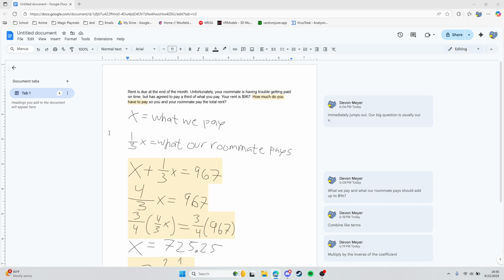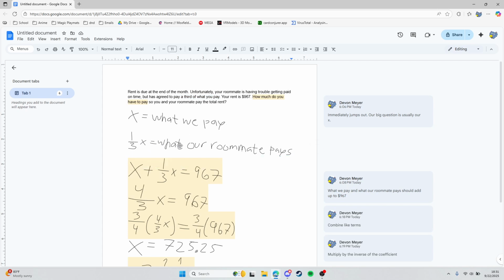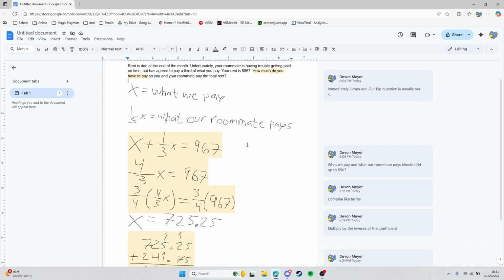And now, we also know that our roommate will pay a third of what we pay. Therefore, 1/3 x is what our roommate pays. So now we also know that what we pay and what our roommate pays has to add up to 967. So we get the equation x plus 1/3 x equals 967.